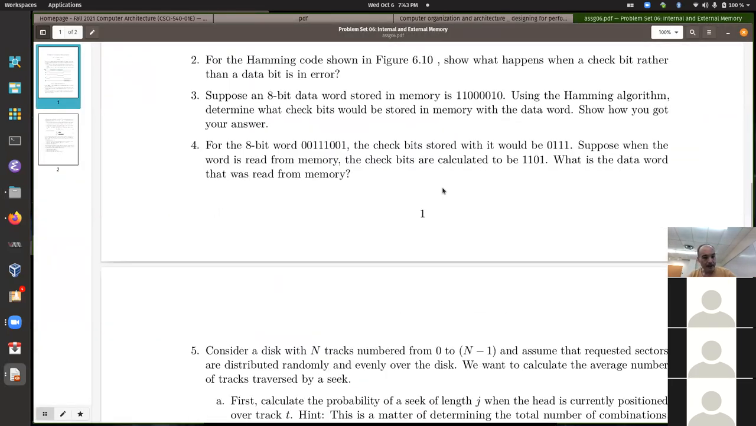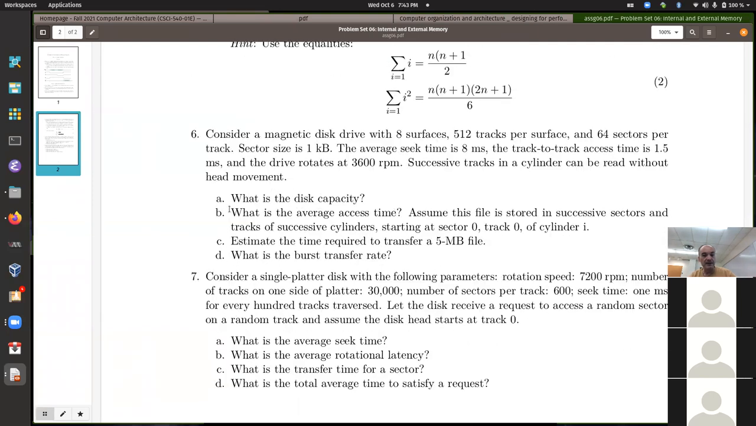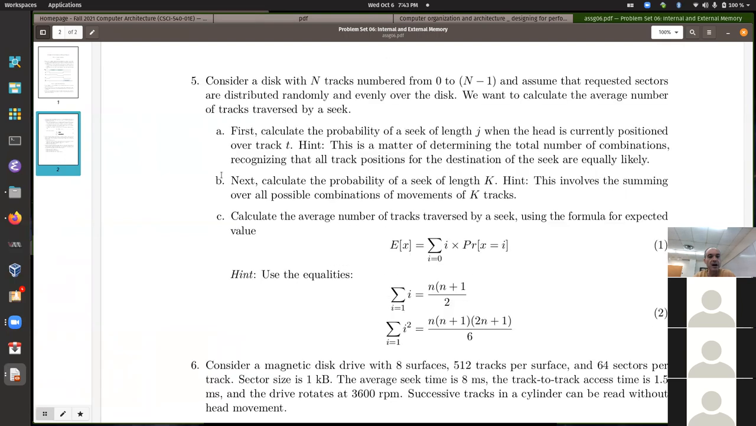It's on internal and external memory. I was looking through this one as well, and just a note, I'll post an announcement about this, but question 5 parts B and C are a little bit more involved than I was originally thinking when I was looking through these questions. They're a little bit beyond the scope of this class, I would say, although if you're taking some coursework in statistics, you ought to be able to work through these.